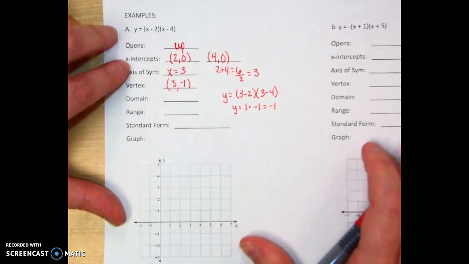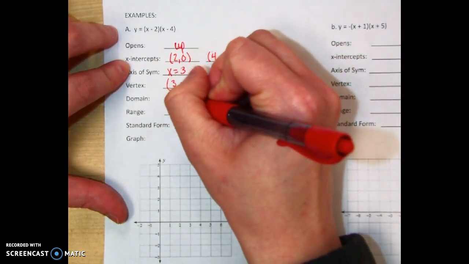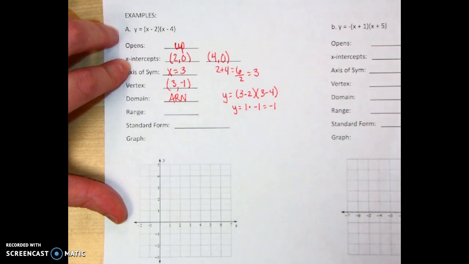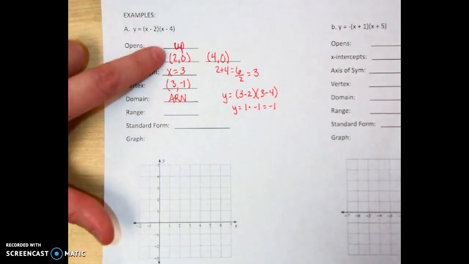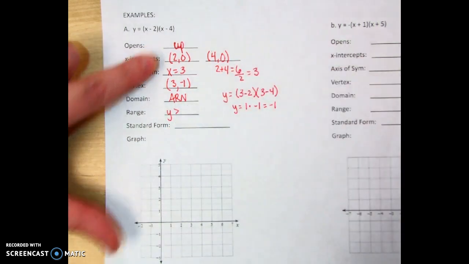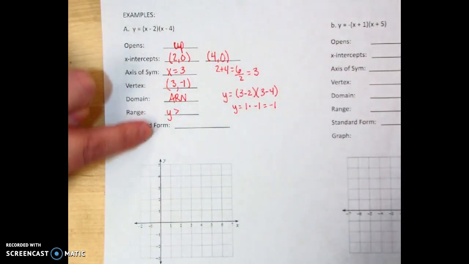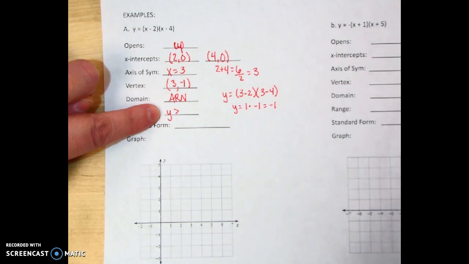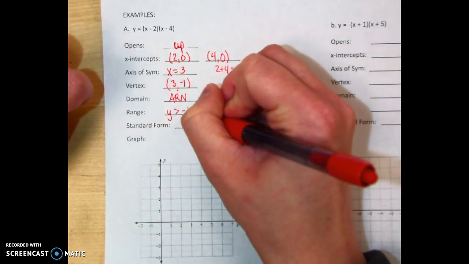And by now you should know domain, all real numbers. And range, so it's opening up, so I know y is going to be greater than, because it's going upwards, and it's the y of the vertex, so negative 1.